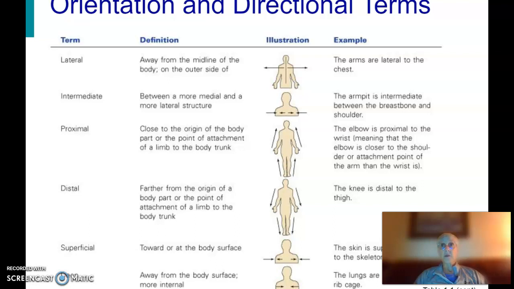So it's always going to be whatever is closest to either your hips for your legs or your shoulders for your arms is considered proximal. Whatever is further away from those points of attachment are considered distal.